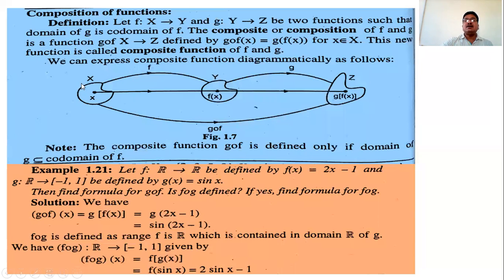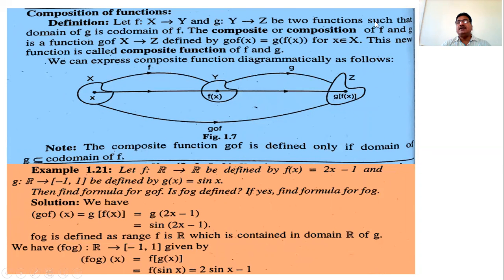And next is the composition of two functions. This is actually the multiplication of two functions. So what is the definition? f is from X to Y and g is from Y to Z. So observe these two functions. f is a function from X to Y, that is, the codomain of f is Y, and the domain of the function g is Y. That is, Y is common in these two.